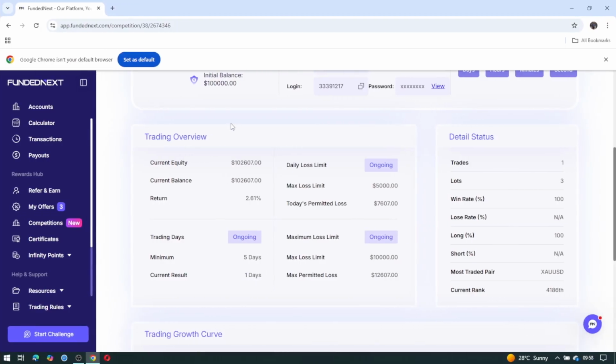So this is the FundedNext account. You can see FundedNext, and this is the initial balance. That is a $100,000 account. Did you see that? $100,000 account, FundedNext, as you can see. Now current equity is over $102,600. That's what we have here, and you can see everything.